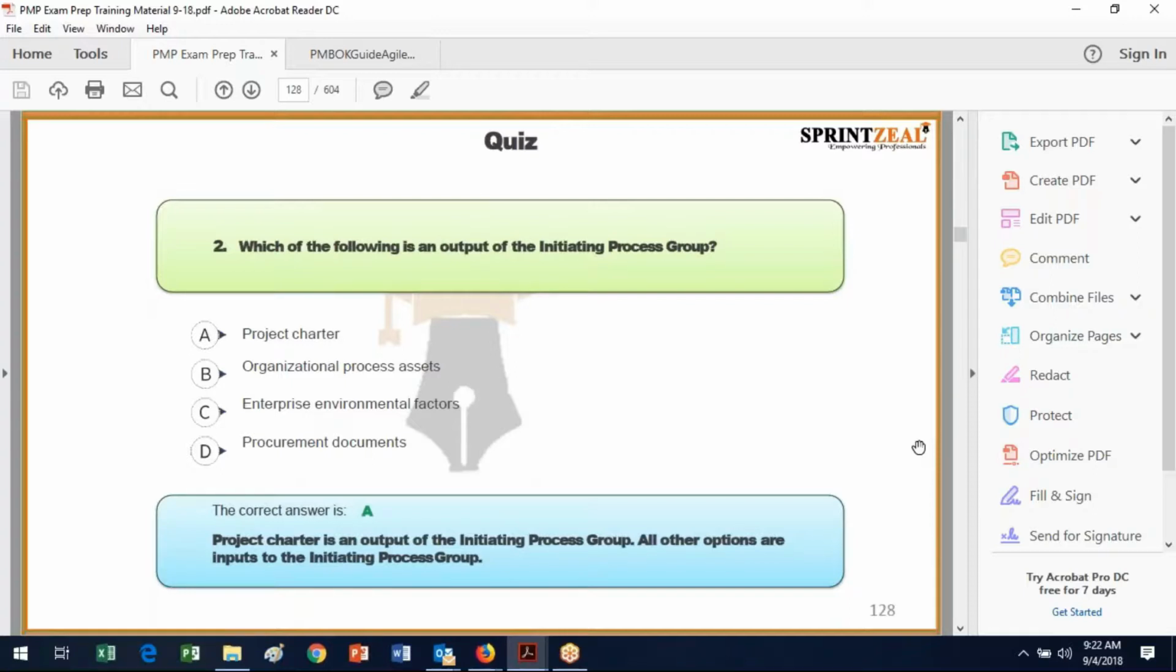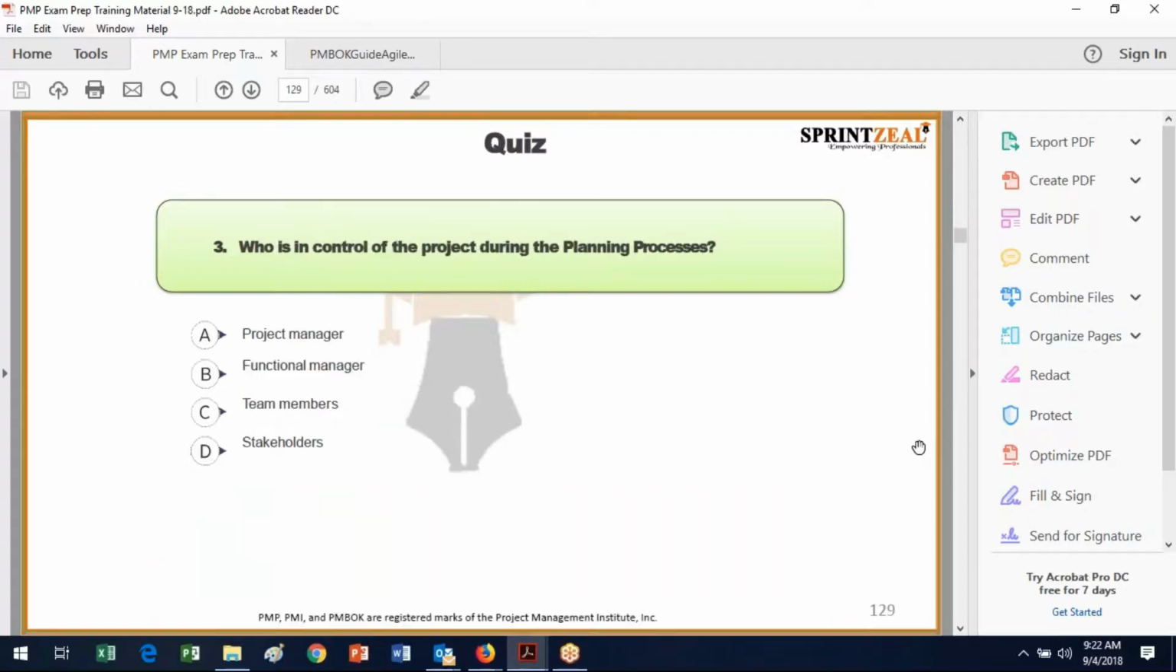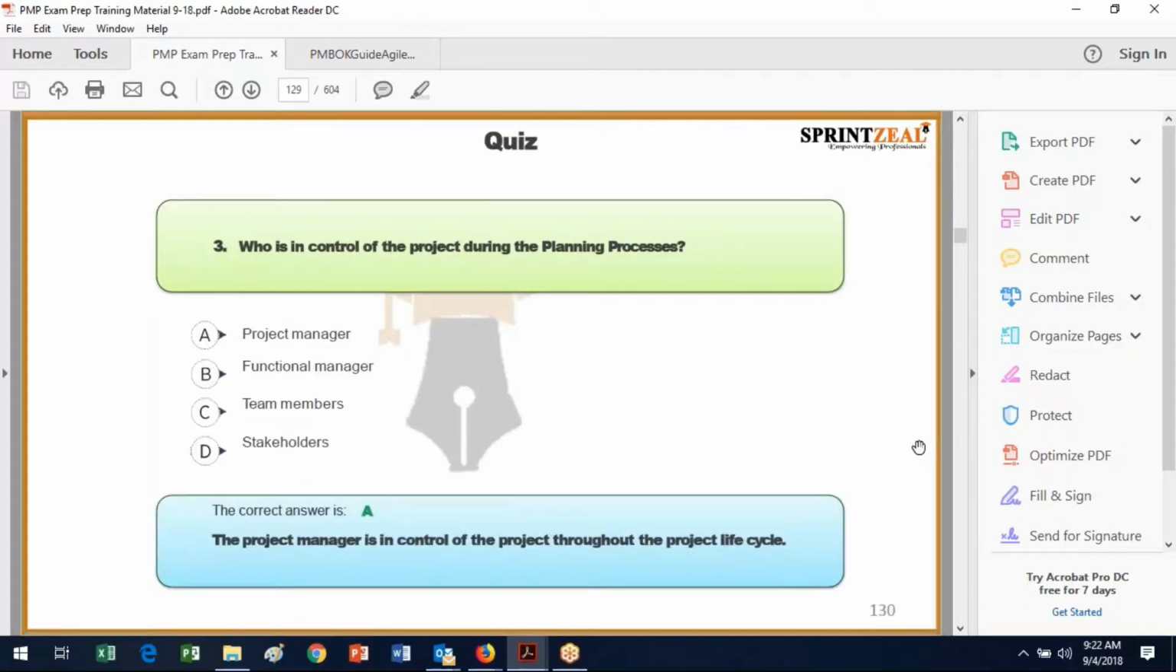Right, and again, we're all going by PMI's definition of what the inputs, tools, and techniques and outputs are. Okay, so question three. Okay, during the planning process. A. A, correct, the project manager. Uh-oh, well, I'm glad I caught that before you changed your mind.